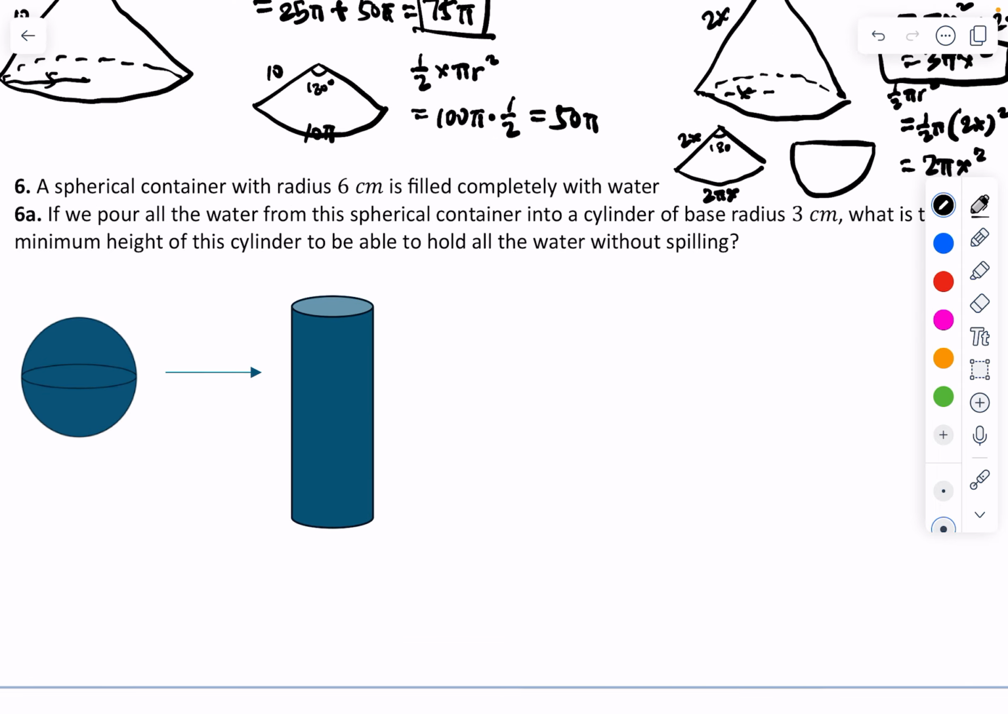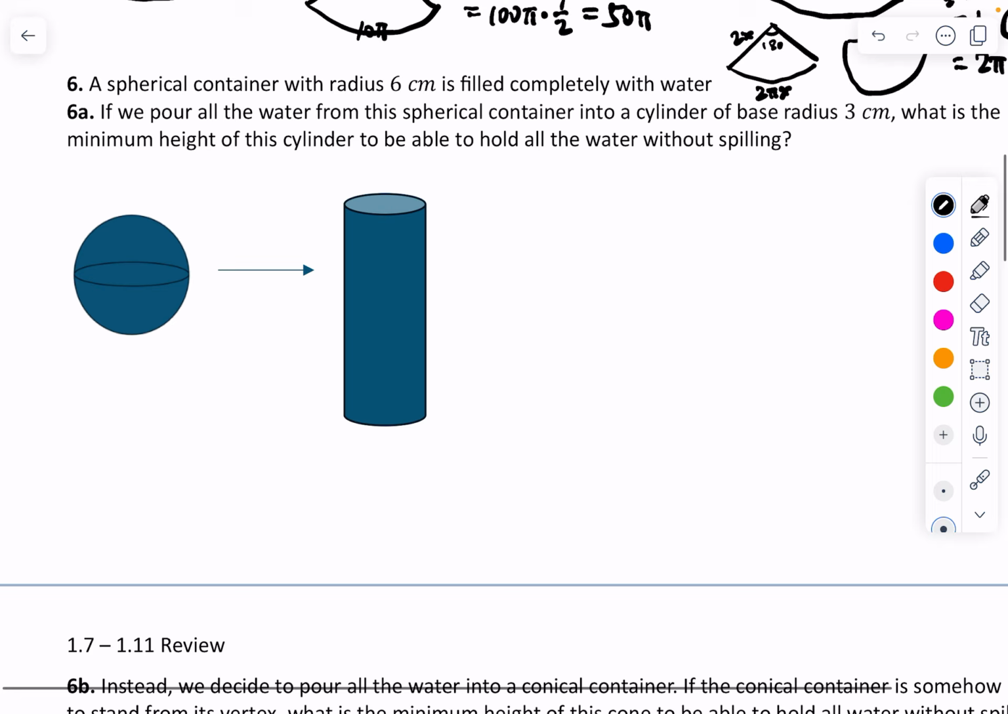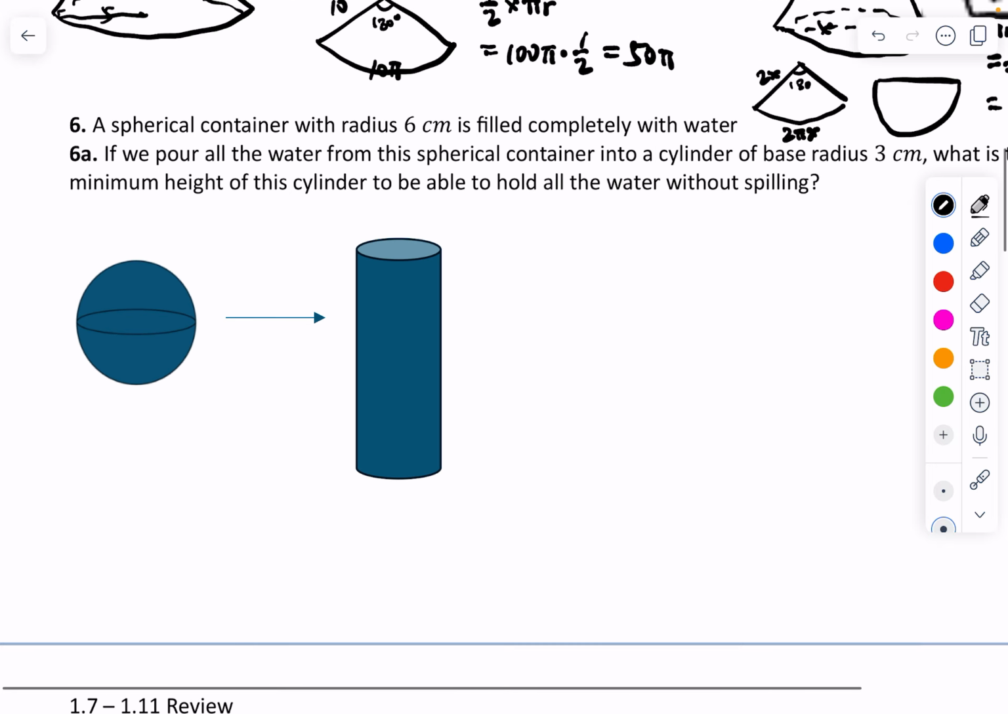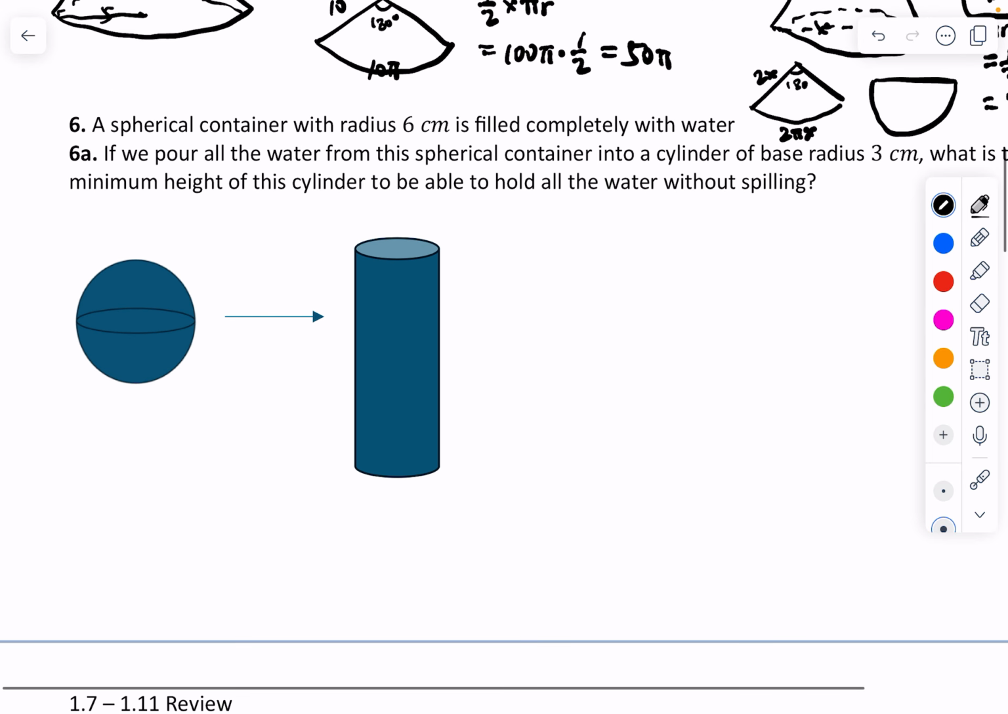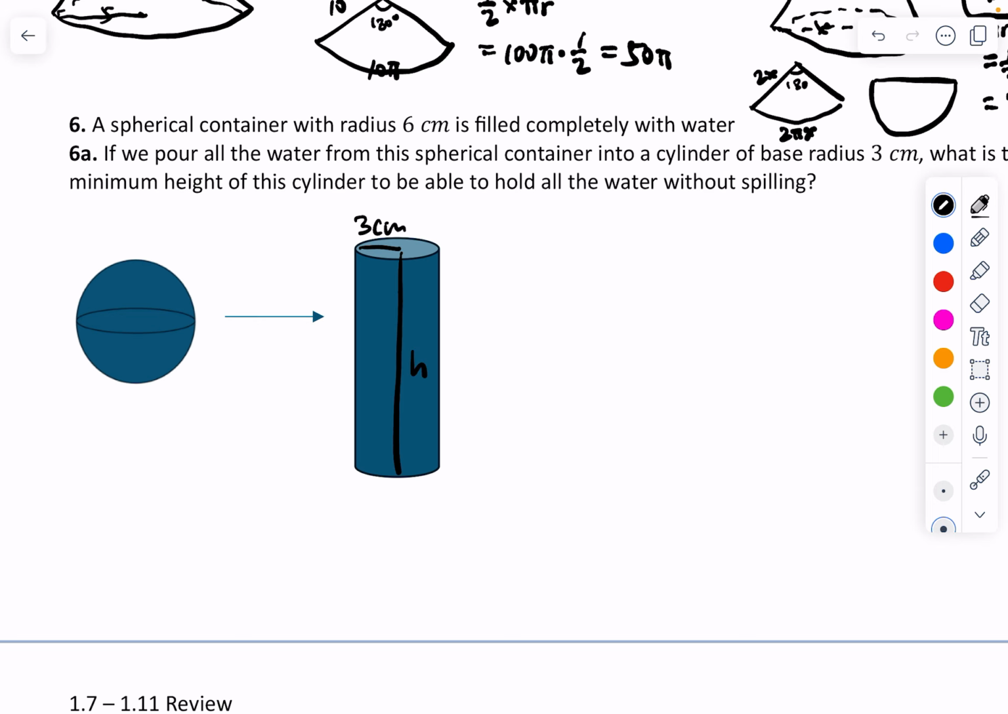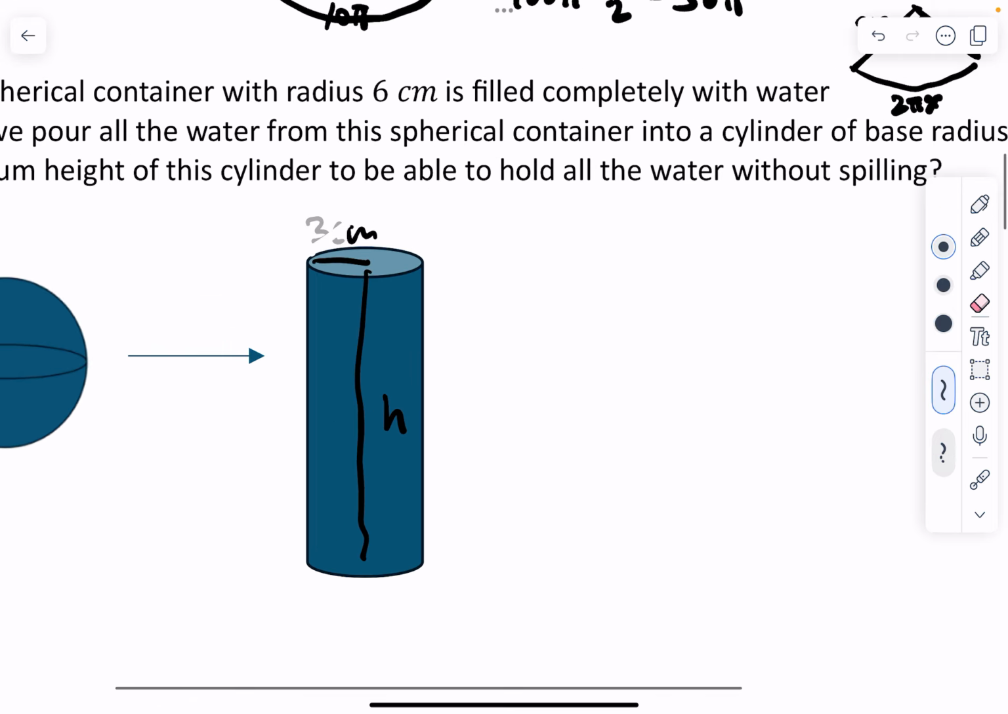So what this question really is saying is that we have a sphere, and this sphere has a certain volume. But now we want a cylinder with base radius 3 centimeters and some height h, such that this cylinder has the exact same volume as the sphere. So we want to find the h where the two volumes are the exact same. So how do we do that?